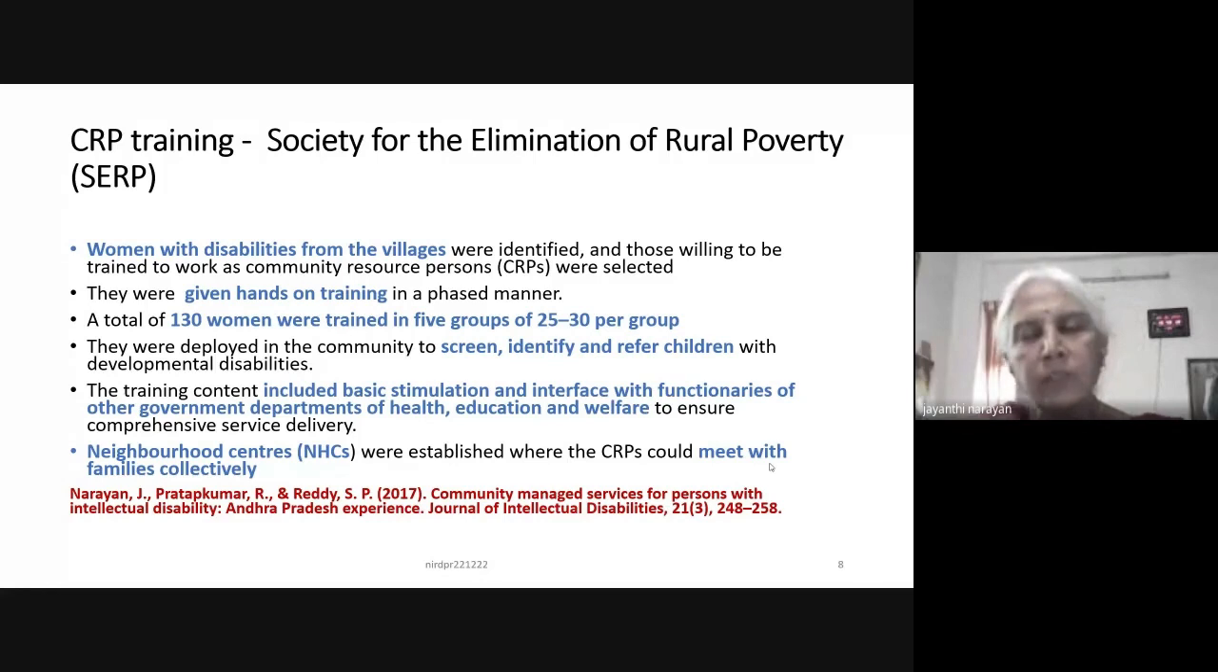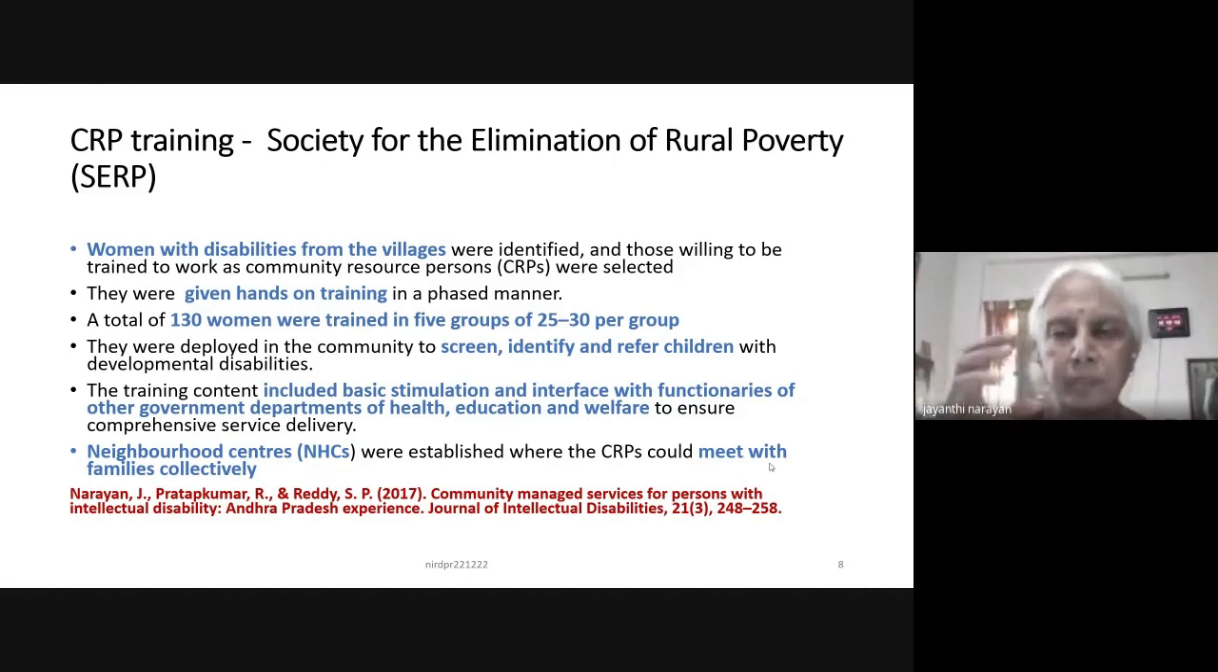So here is one study that I would like to talk about. There are two studies that I'm going to talk about. This one study, why I want to share this with you is, this was done, when was it? 2017, as you see in this. Society for the Elimination of Rural Poverty in Andhra Pradesh, when Andhra Pradesh was not yet divided at that point of time. The study was carried out by SERP.